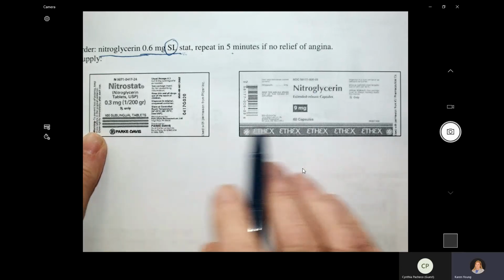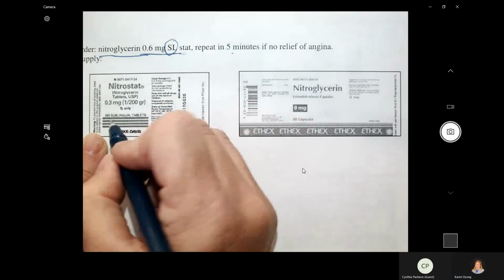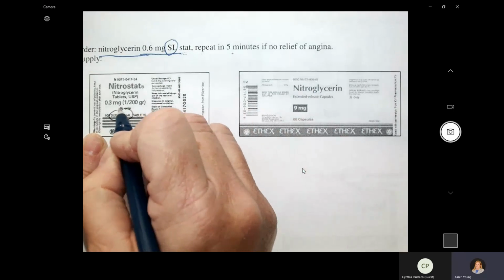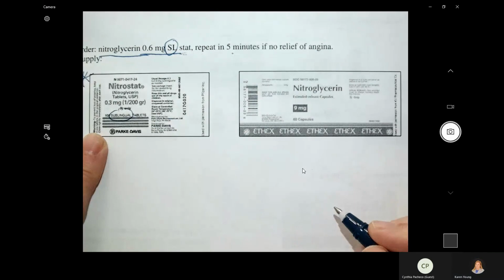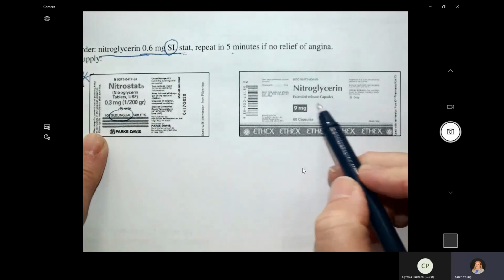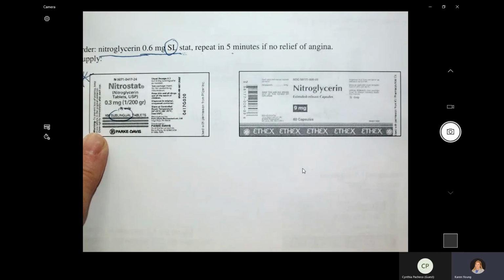So you've got to check your labels. Which one has sublingual on it, the Nitrostat or the nitroglycerin? The Nitrostat. Because it is sublingual, that means that I'm using the Nitrostat. Okay? Because this nitroglycerin is extended release, that means it's going to stay in the system longer. You swallow that pill, you don't put it under the tongue.